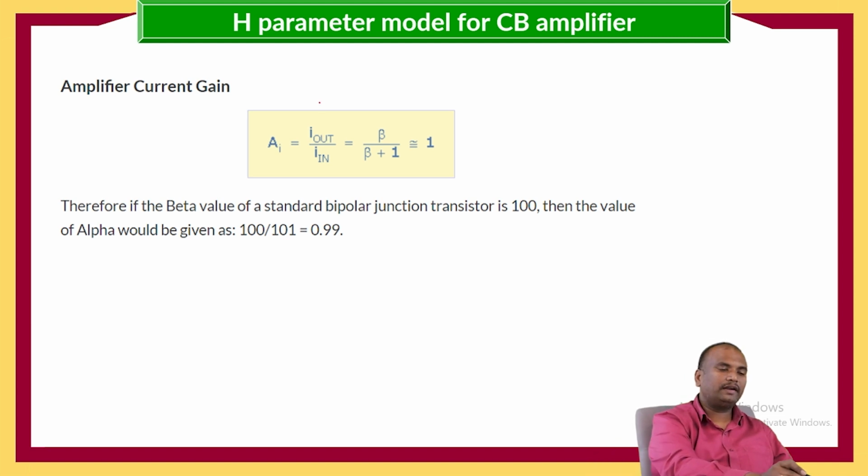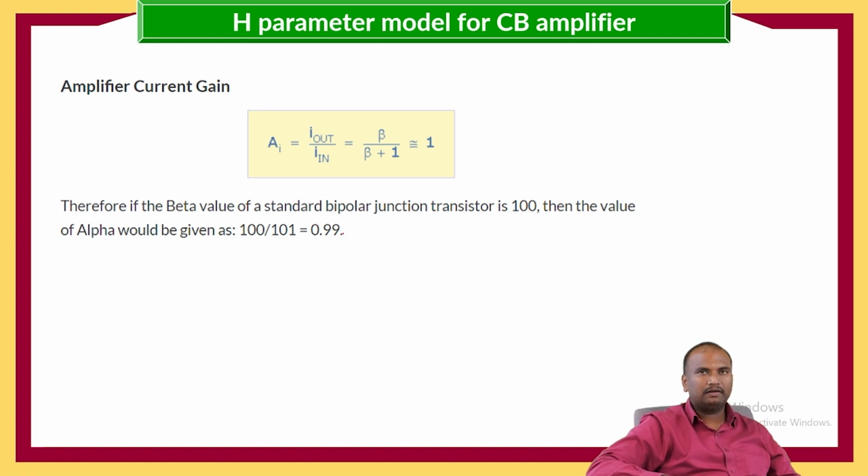The amplifier current gain AI is equal to output current by input current, that is equal to beta by beta plus 1, which is approximately 1. Therefore, if the beta value of a standard bipolar junction transistor is 100, then the value of alpha would be given as 100 by 101, that is approximately 0.99, which is approximately equal to 1.